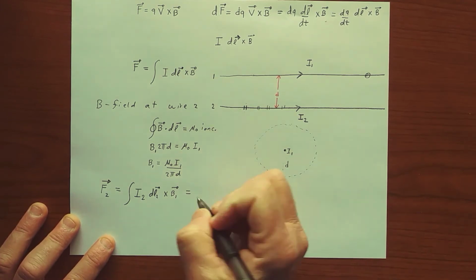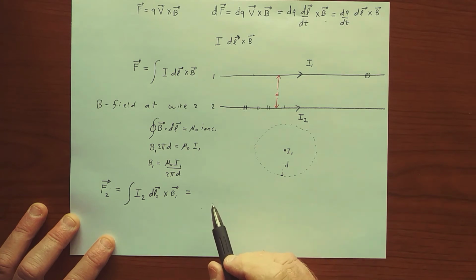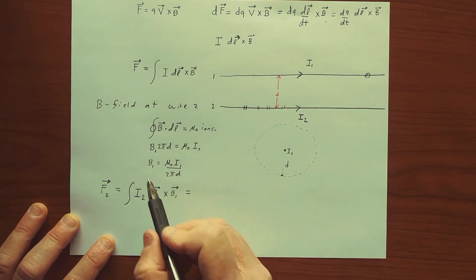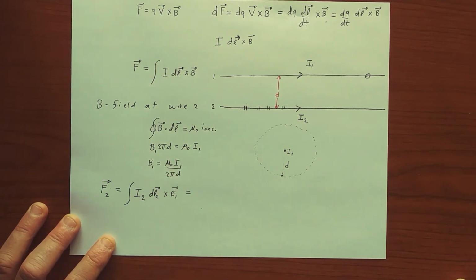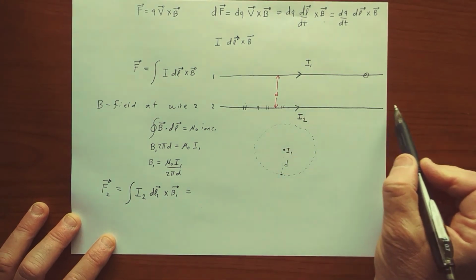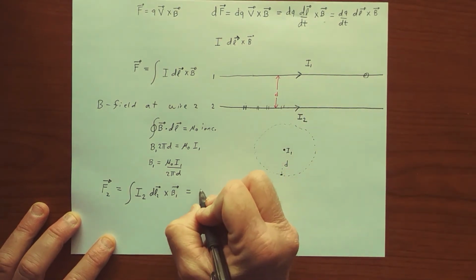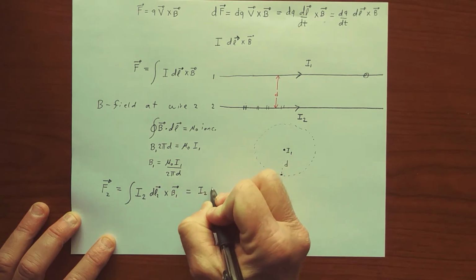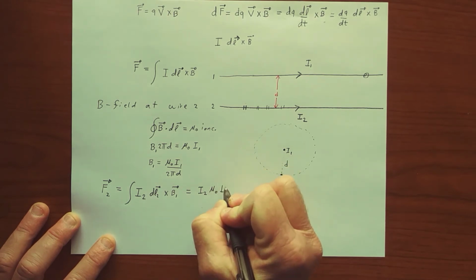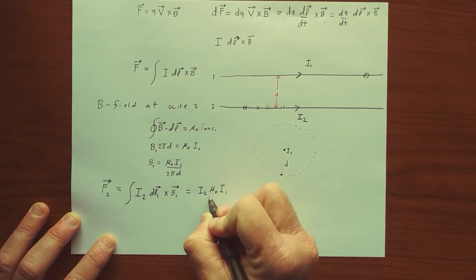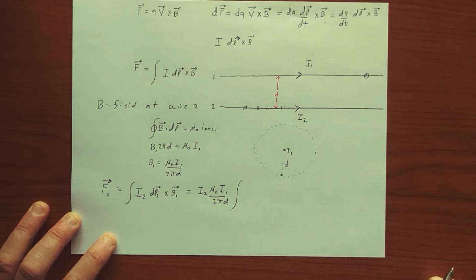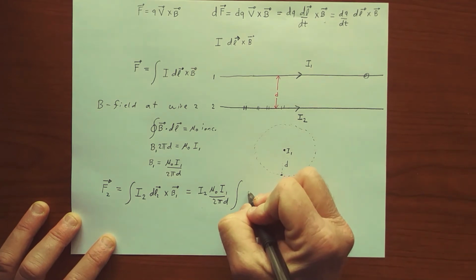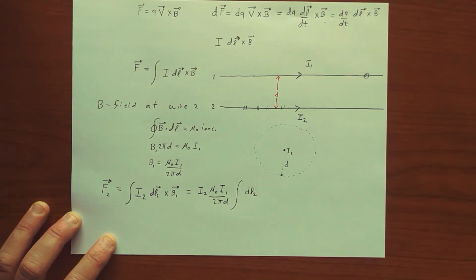And what does this look like? Well, the I2 is a constant, and the B1 value has a magnitude which doesn't change as we're integrating along here. So we get I2 times B1, which is mu naught I1 over 2 pi d. Then we're integrating. What we have left is just the dl2, but we also have a direction.